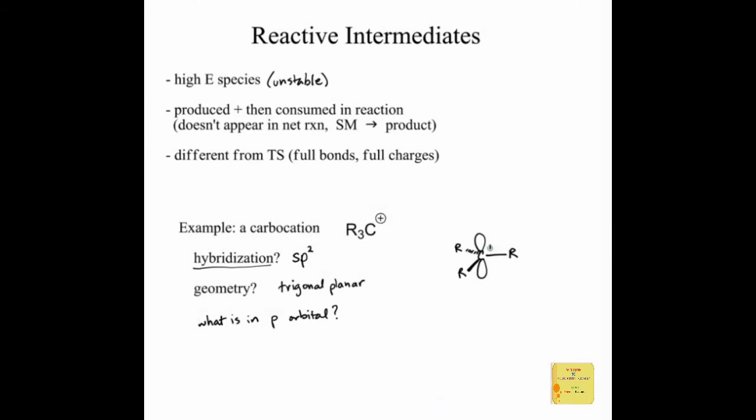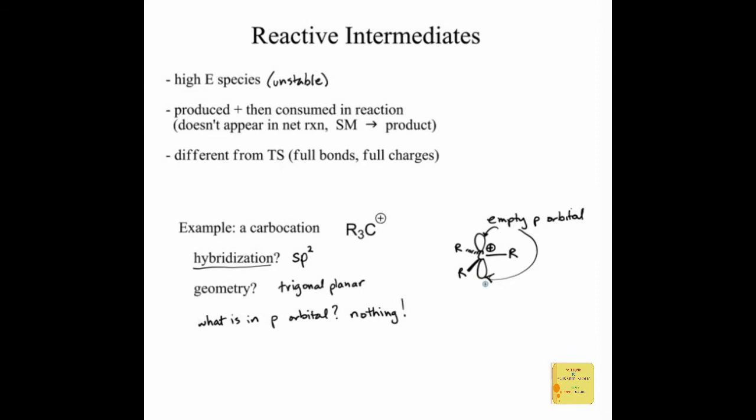Well, there can't be. This is a positively charged carbon, so it has just 1, 2, 3 electrons around it for its formal charge count, which means that is going to be an empty p orbital. There are the 2 lobes of the p orbital. So what's in the p orbital? Nothing. A carbocation has 3 bonds. It is a trigonal planar species, and it contains an empty p orbital.